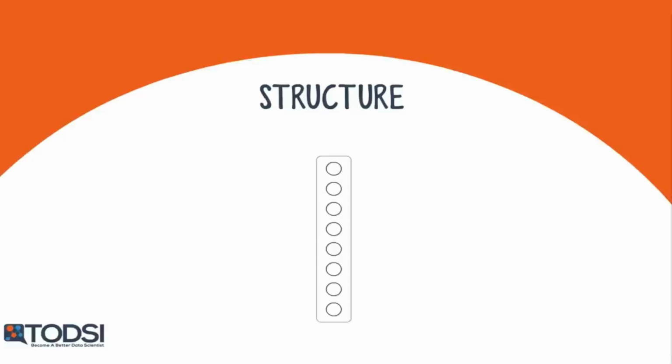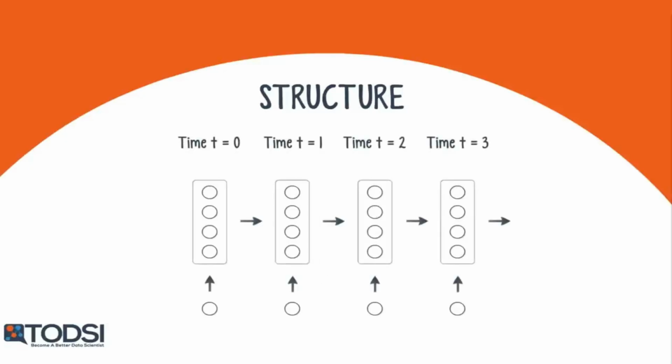You can think of this process as a passage through time. Shown here are 4 such time steps. At t equals 1, the net takes the output of time t equals 0 and sends it back into the net along with the next input. The net repeats this for t equals 2, t equals 3, and so on.